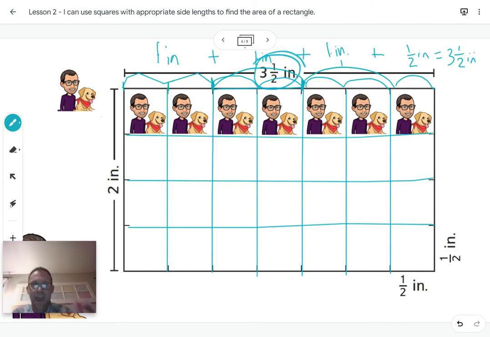Awesome. So we picked the 1/2 inch side tile, the appropriate tile, right? Just like it says up here in our learning target, appropriate side lengths in the tile, right?